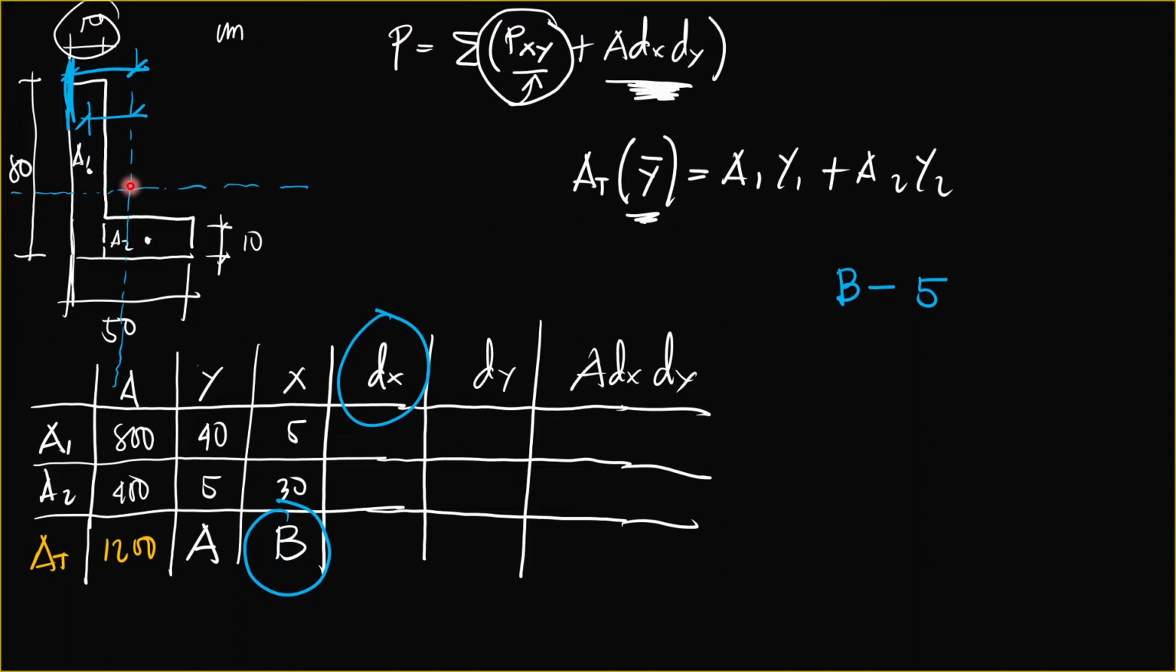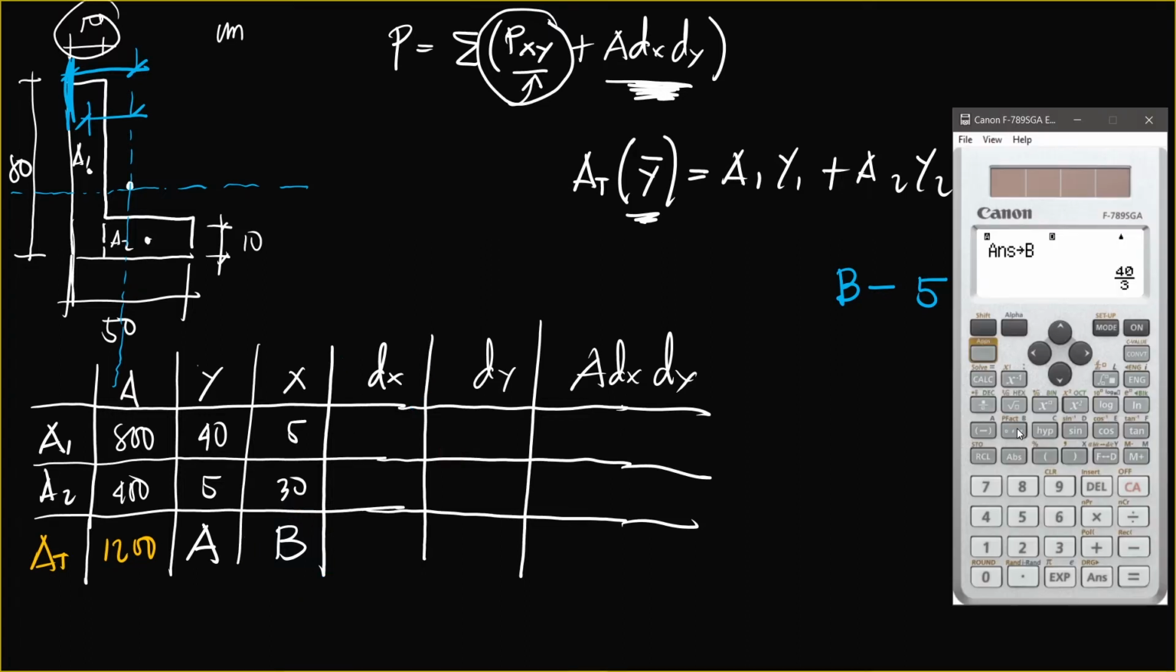So to determine the distance from the centroid of A1 to the centroid of the composite shape, you just get the value of B minus 5. Why 5? Because half of 10 is 5. B minus 5 gives 8.33. I will store this to C.